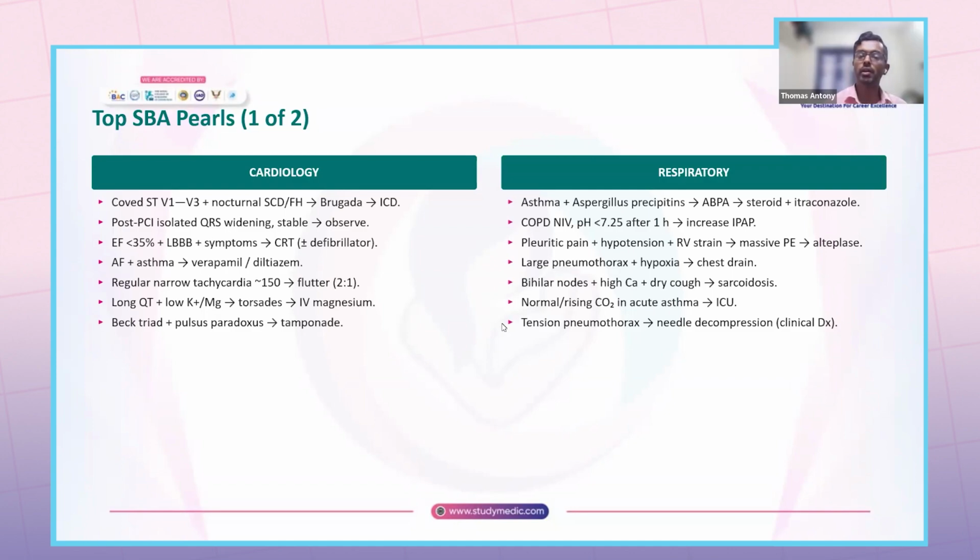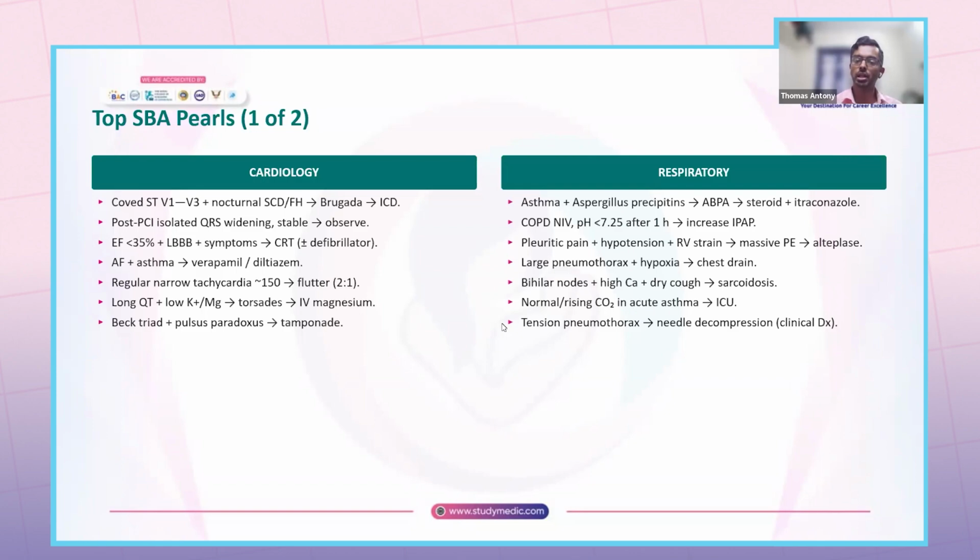Coming to respiratory, we have discussed this. Asthma in the background and Aspergillus, you have to think in terms of ABPA. Treatment of choice would be steroids followed by itraconazole. In COPD NIV, you have to increase the inspiratory pressure if the next ABG is not showing any improvement.